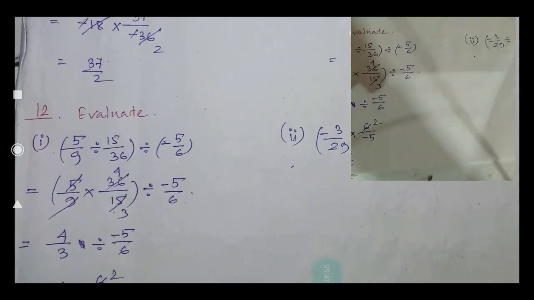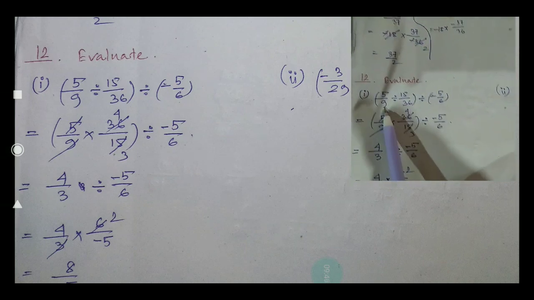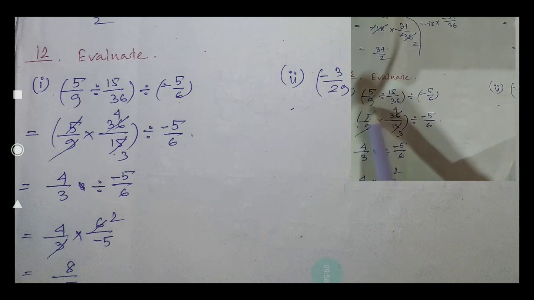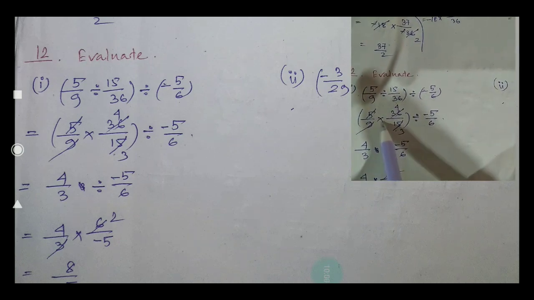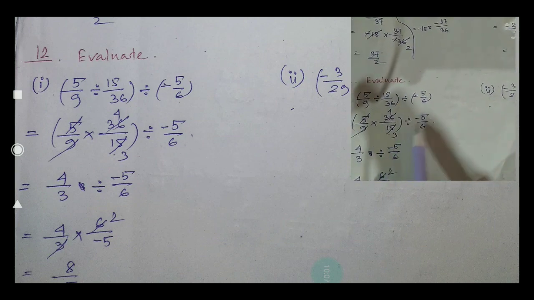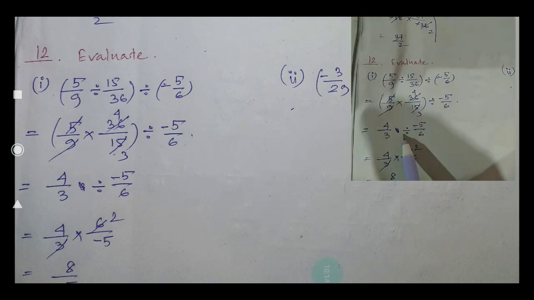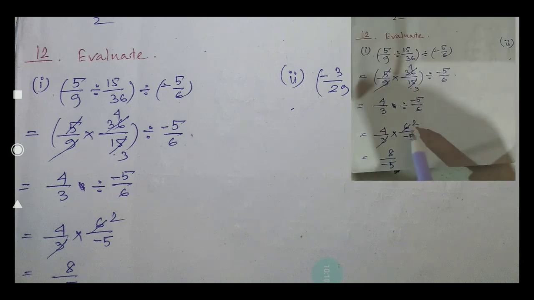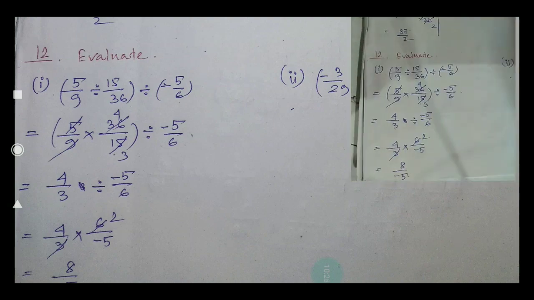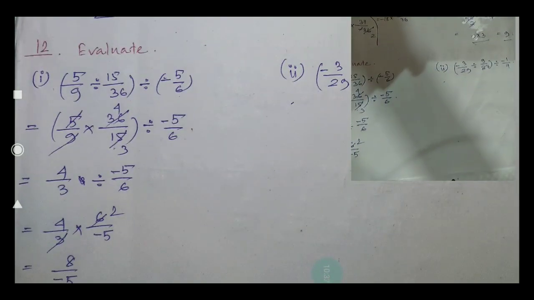Okay, now see 12 number. Evaluate, simplification. Minus 5 by 9 divided by 15 by 36 divided by minus 5 by 6. According to the BODMAS rule, you have to complete the bracket work first. So here division is given, so I have written here multiplication: 5 by 9 into 36 by 15. After doing this simplification, then only I will start for this one. 5, 4 are 36, 5, 3 are 15, so 4 by 3 divided by minus 5 by 6. Again, I have written here multiplication, then reciprocal 6 by minus 5. So cancellation, 8 by minus 5. Similar with this, the two numbers you have to do by yourself.